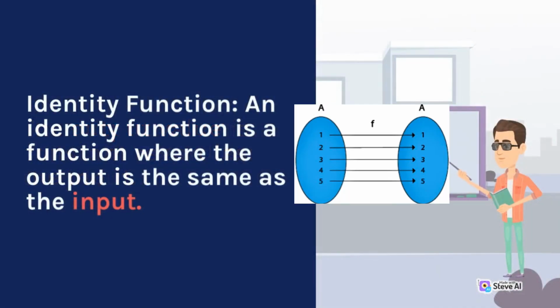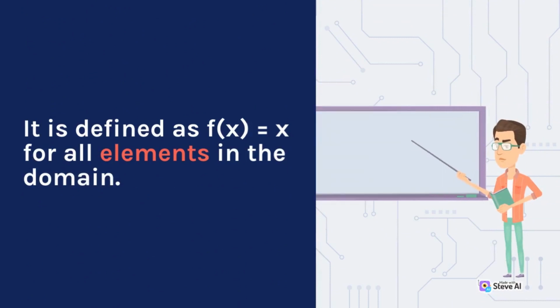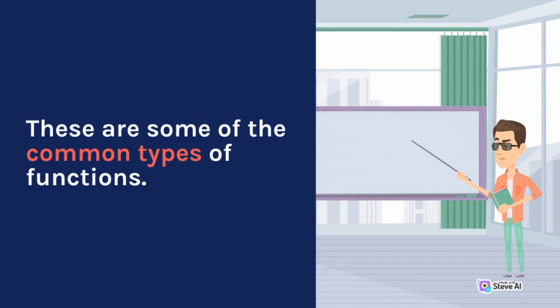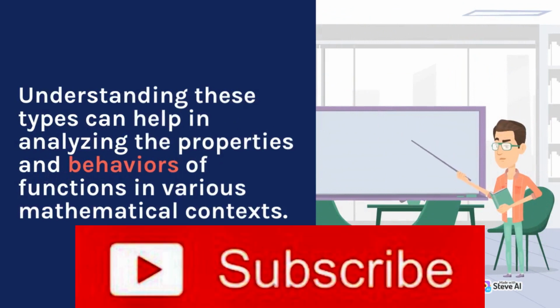Identity function. An identity function is a function where the output is the same as the input. It is defined as f(x) equals x for all elements in the domain. These are some of the common types of functions. Understanding these types can help in analyzing the properties and behaviors of functions in various mathematical contexts.